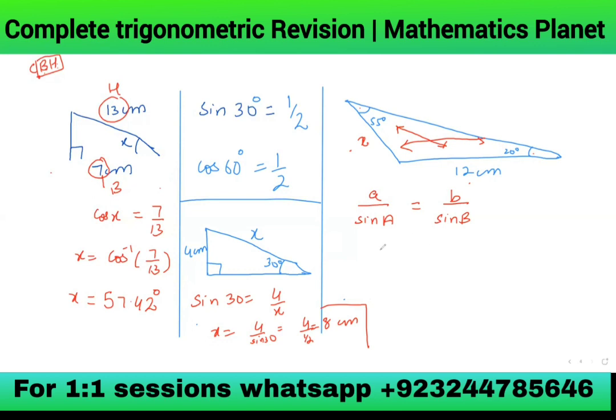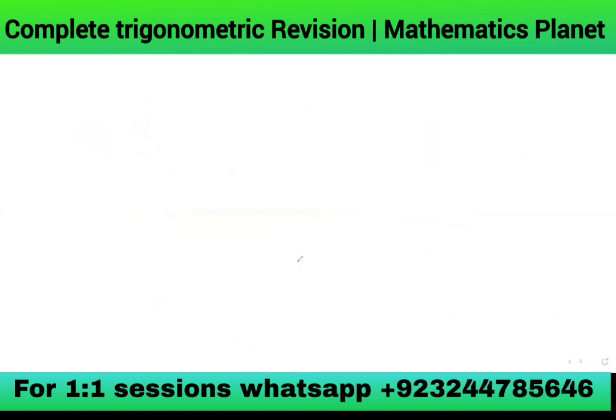Teacher, is the answer 5.01? Yes. So it's going to be 12 over sine 55, which is equal to x over sine 20. So 12 over sine 55 multiplied by sine 20 is equal to x, which is 5.01 centimeters. Don't forget to write the measurements. Yes, teacher.